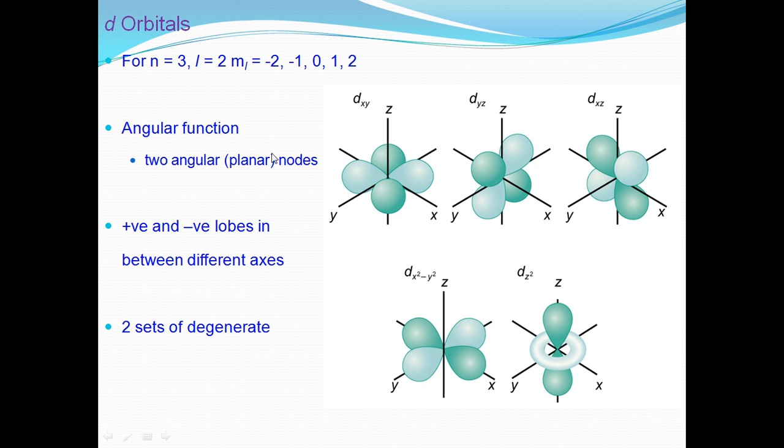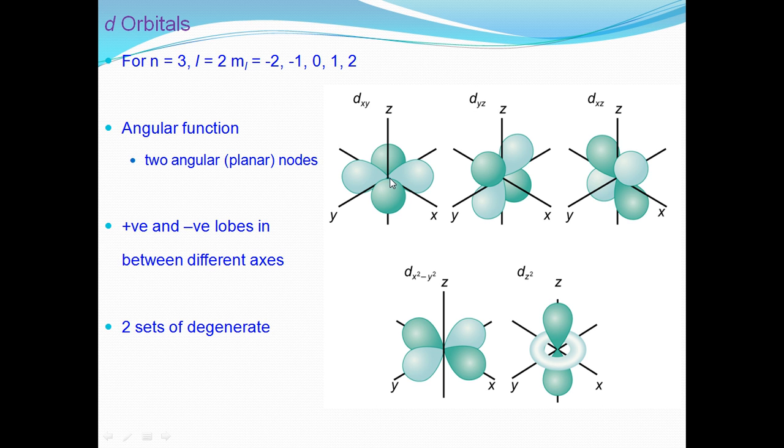Now, there are 2 angular nodes, one angular node along the x-axis, and another angular node along the y-axis, and they're basically vertical. Both of them pass through the z-axis, and they're perpendicular to each other. So these 2 angular nodes indicate to us that there is 0 electron density in between the lobes, and also 0 electron density where the nodes intersect at the nucleus.